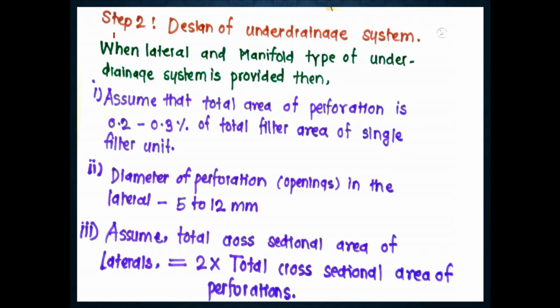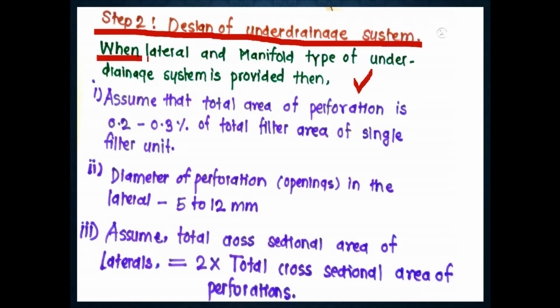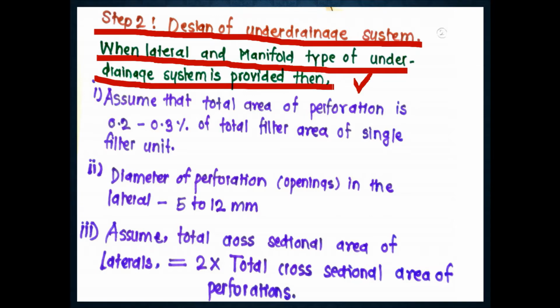In the design of the under drainage system, that is step number 2, as I have discussed, most of the engineers in India prefer this system, and we will take the reference of this design and provide the under drainage system based on the lateral and manifold criteria. Here we will see what assumptions we have to take with such a type of system. When the lateral and manifold type of under drainage system is provided, as in the previous diagram, what is the meaning of lateral and manifold?